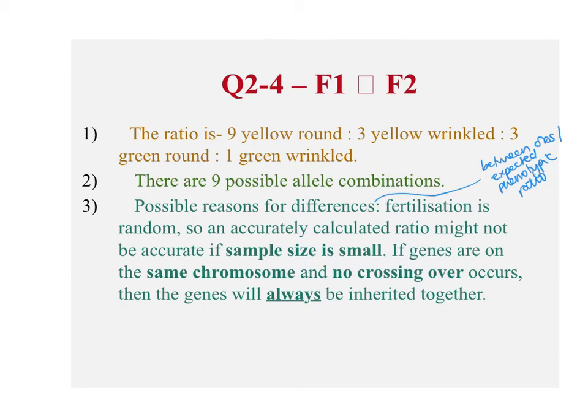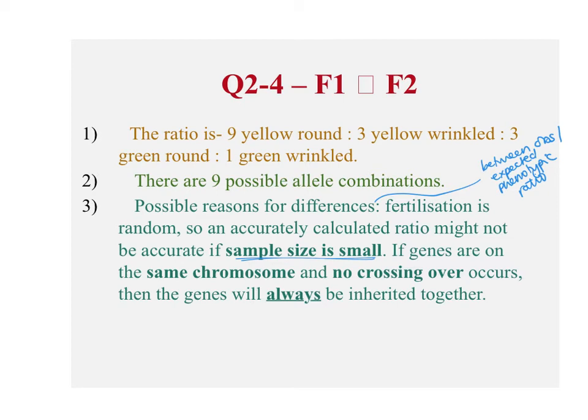So the fertilisation is random. It doesn't necessarily say that in every instance big Y, big R is going to combine with little y, little r. So an accurately calculated ratio might not actually occur as regularly if we've got a small sample size. Remember, if any of you do psychology or sociology or other human studies kind of subjects, a small sample size is generally a limiting factor for accuracy and reliability in every instance. So if you can't remember anything else, go for small sample size.